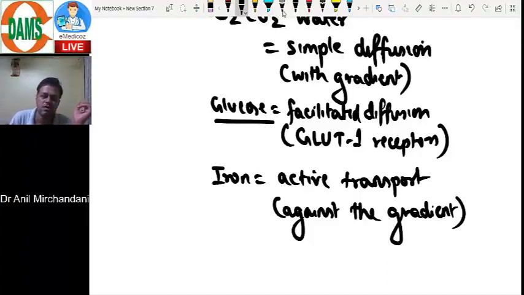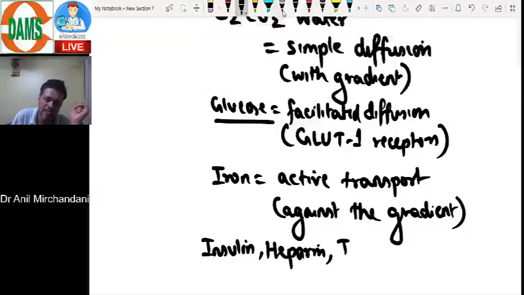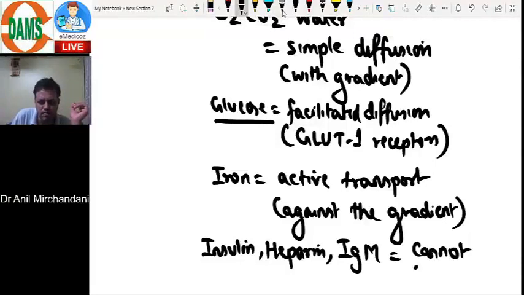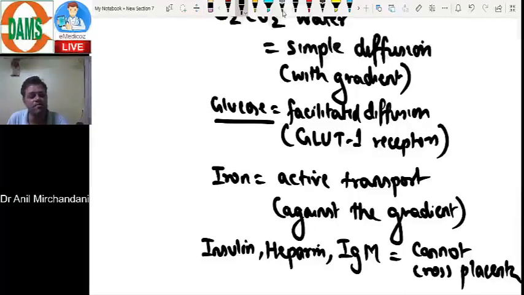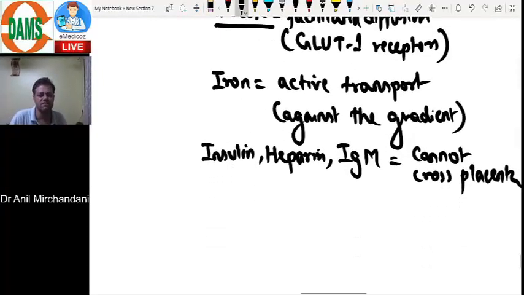Okay. Insulin, heparin, IgM cannot cross placenta. Yeah, insulin, heparin, IgM cannot cross placenta. These are large molecules. Large molecules do not cross placenta. Can IgG cross placenta?